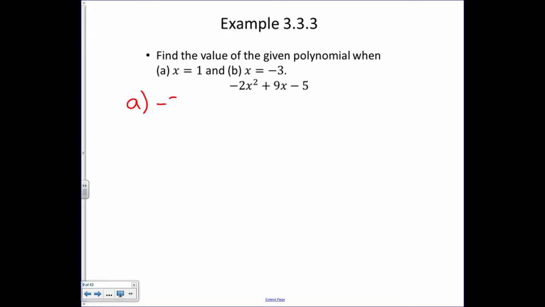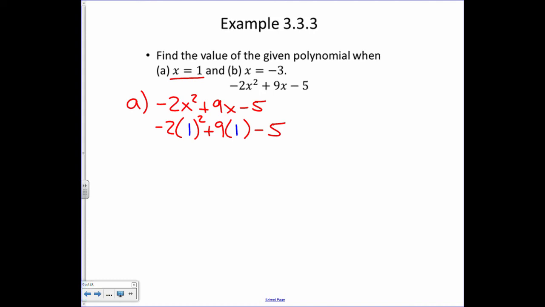Our polynomial is negative 2x squared plus 9x minus 5. And we want to let x be equal to 1. So first, we can just take out all of the x's and replace them with parentheses. And then we're going to substitute 1. Remember your order of operations whenever you're dealing with problems like this.